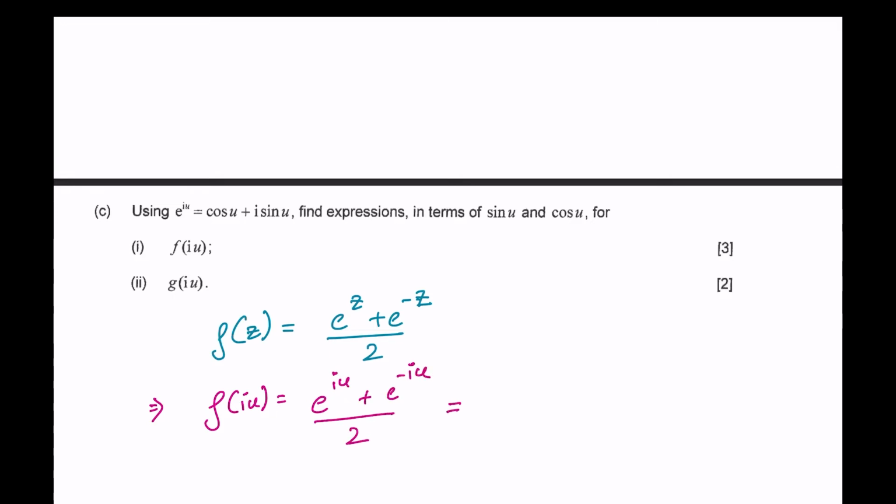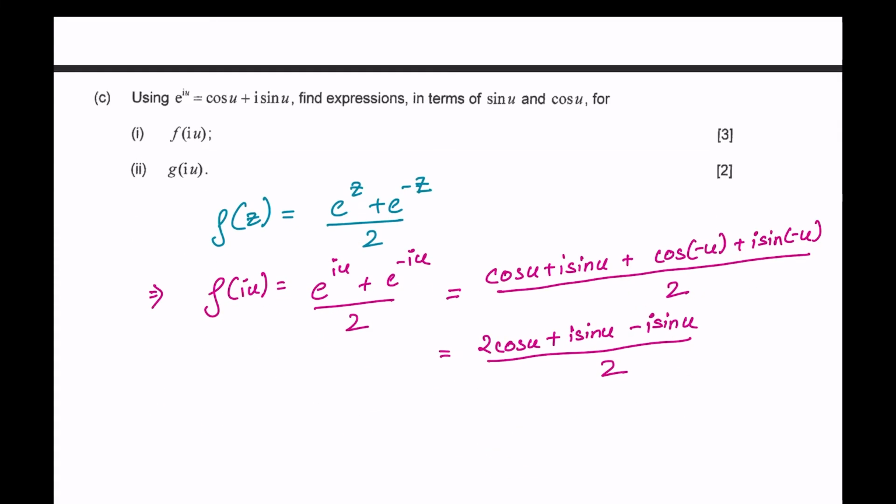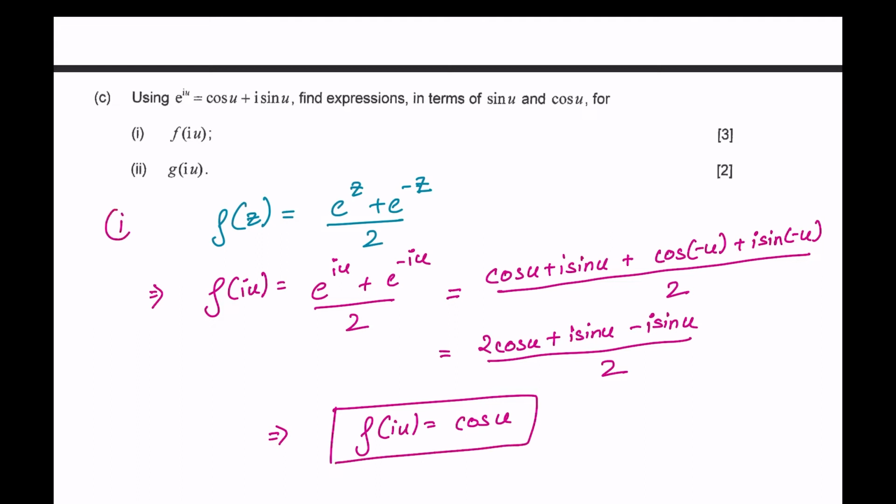Now let's convert it to our normal equation. The first one would be cos u plus i sin u, plus this one would be cos of minus u plus i sine of minus u, divided by 2. I can write cos of minus u as cos u, because cos eats up the negative sign, so we can have 2 cos u. But for sine, the negative sign comes out and it becomes minus sine u. Finally, I can write f of iu as cos u. This is the answer to the first part of the question.